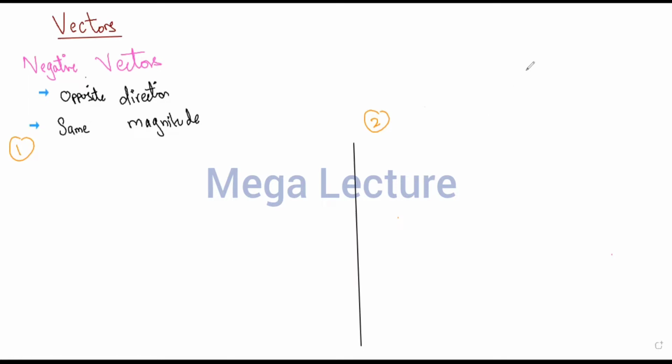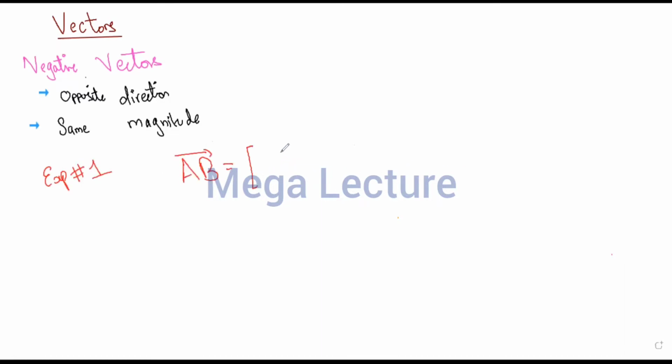Okay. And what is this? All right. Now, when we say that we have two negative vectors, their magnitude is the same, but their direction is opposite. For example, let's talk about example number 1. We have AB. The column vector for AB is -3 and 2. And the column vector for PQ is 3 and -2.